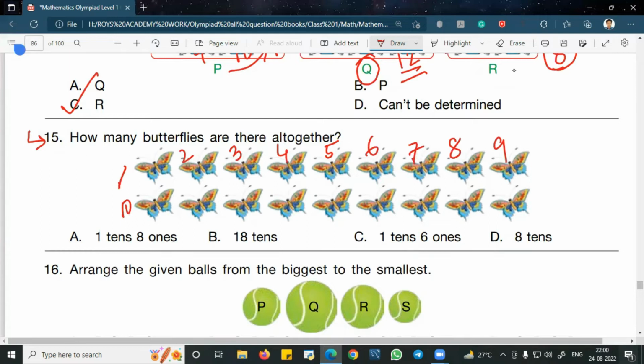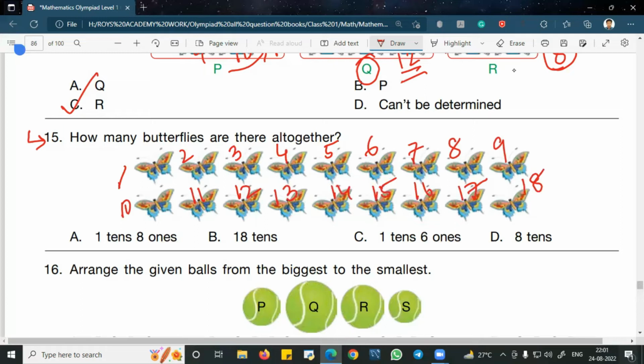11, 12, 13, 14, 15, 16, 17, 18 butterflies.